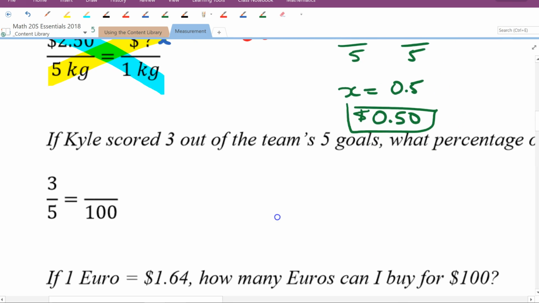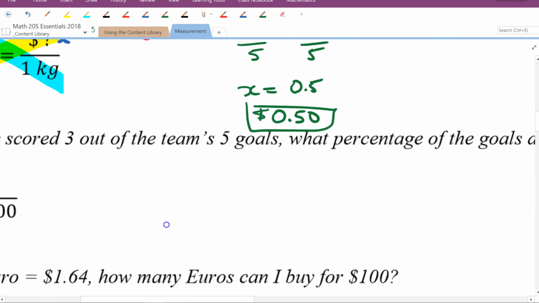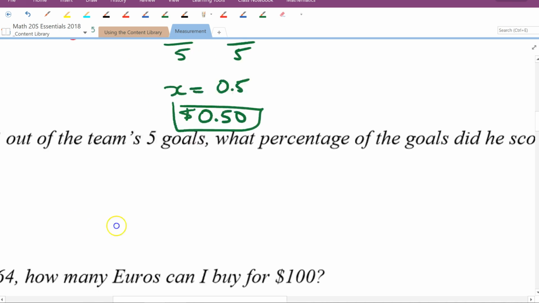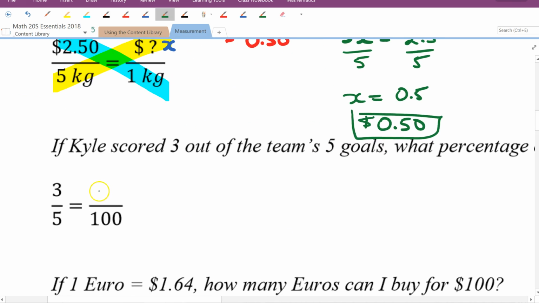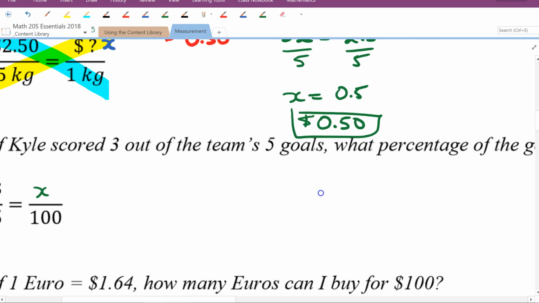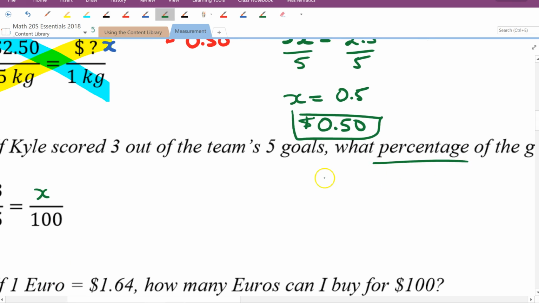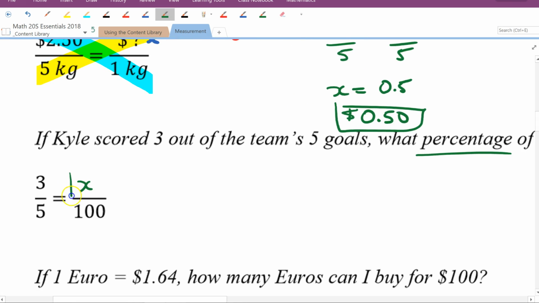How about this one? Kyle scored 3 out of the team's 5 goals. What percentage of the goals did he score? Again, I want to figure out what's in here, so I'm going to put an x there. Percentage is really like out of 100. Whenever you see percentage, think how much out of 100. So I can say 3 times 100 and 5 times x.